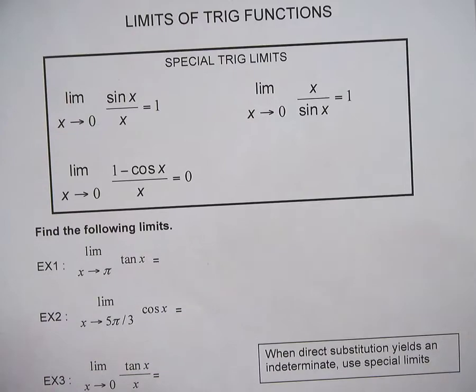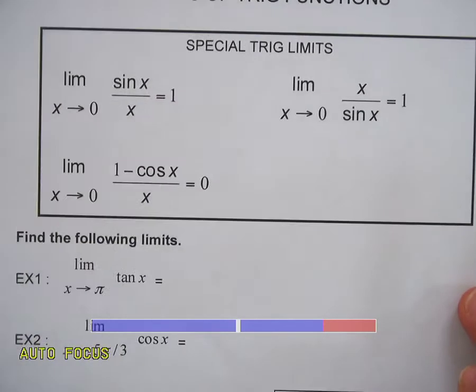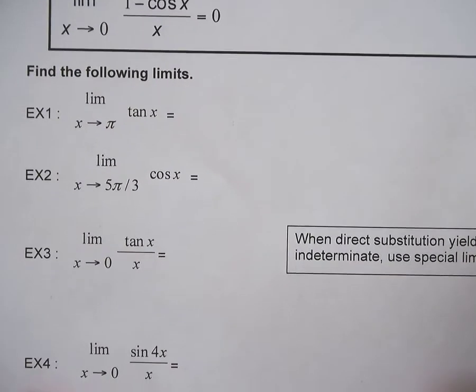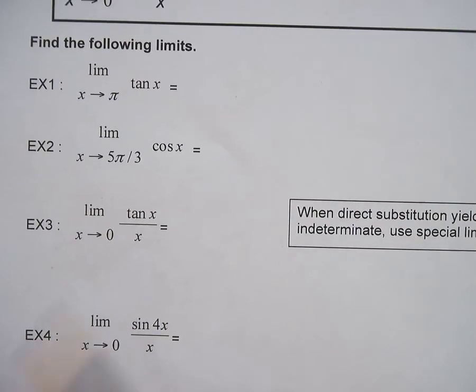So it's pretty cut and dry. These are your special limits. All you have to do is remember the rules, and you can go from there and be fine. So, example 1 here, it says find the following limits.